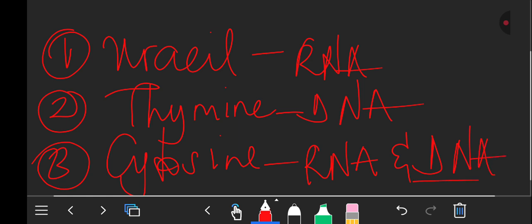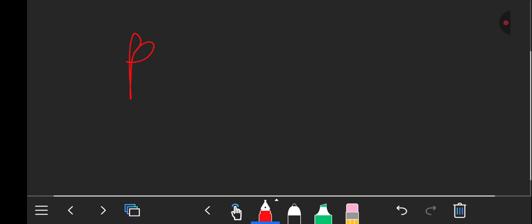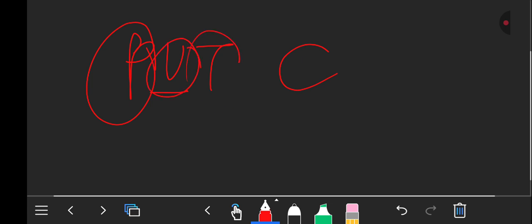Now, to remember the pyrimidines, you can also use a memory aid. You can say "put C", where P is the pyrimidines, U is the uracil, T is the thymine, and C is the cytosine. So it is very important for us to understand this even as we talk about nucleic acids, because this information is going to be very essential.